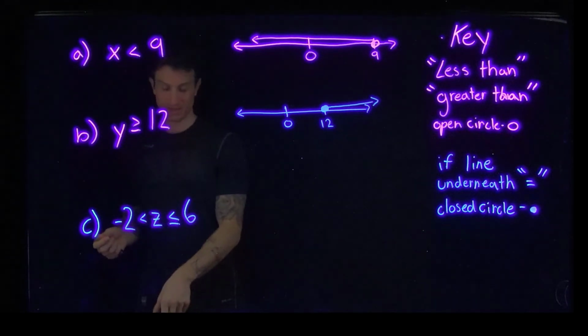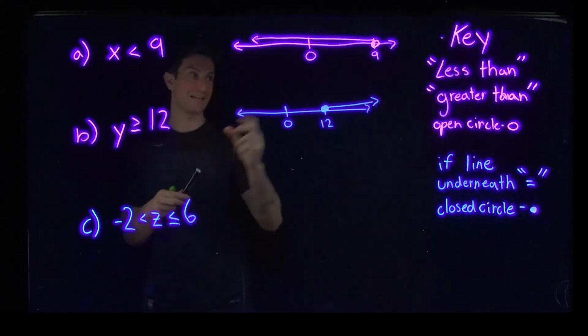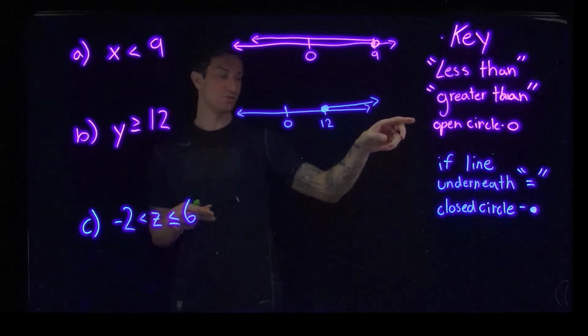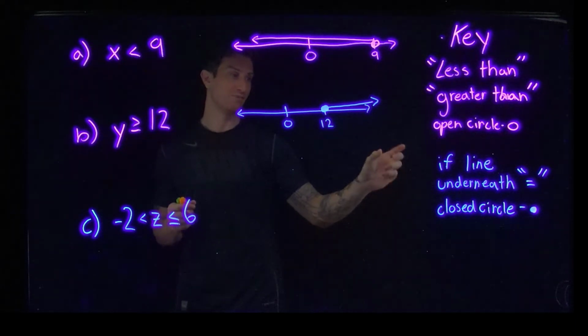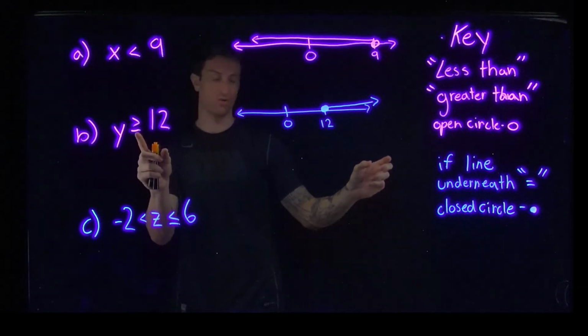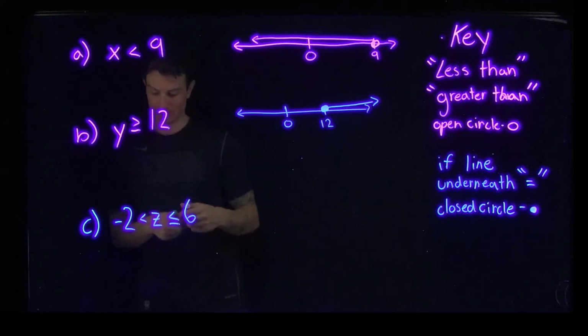All right, so key things. If it just has a less than or greater than sign, or in other words, it does not have a bar underneath, it's an open circle. If it does have a line or the bar underneath, meaning for equals, this extra or equal to 12, then it gets a closed circle. So let's do one more.